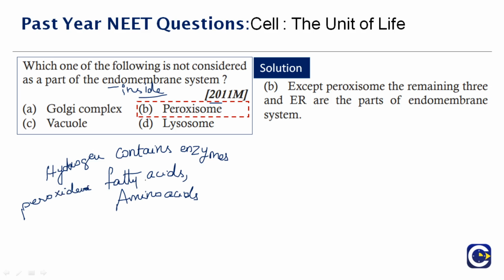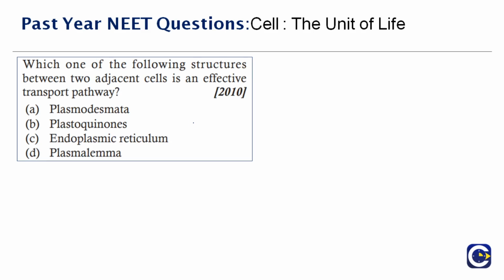So hence the name peroxisome here. It contains enzymes which oxidize the molecules that enter into them, and this oxidation leads to the release of hydrogen peroxide. That is why it got its name as peroxisome. So here if you see, this is the endomembrane system. Out of the 4 given here, the correct answer is option B, peroxisome. Now let's move to the next question here.